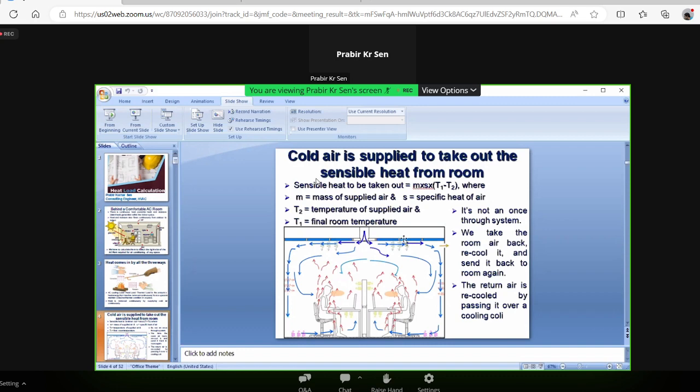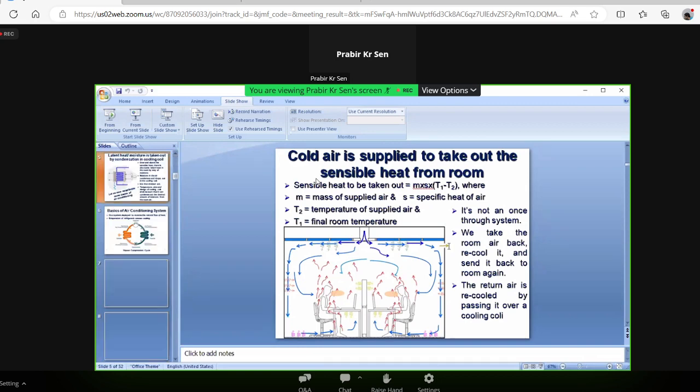And we take this air out, and it's not a once through system. We don't take the air out and throw it in the atmosphere. We take it back, recool it, and send it back to the room. The return air is recooled by passing over a cooling coil. How do we recool it? We recool it by passing over a cooling coil.